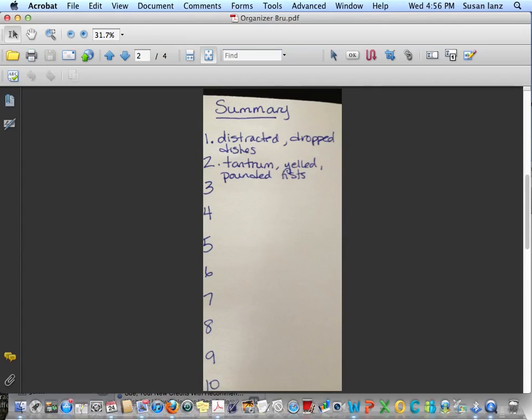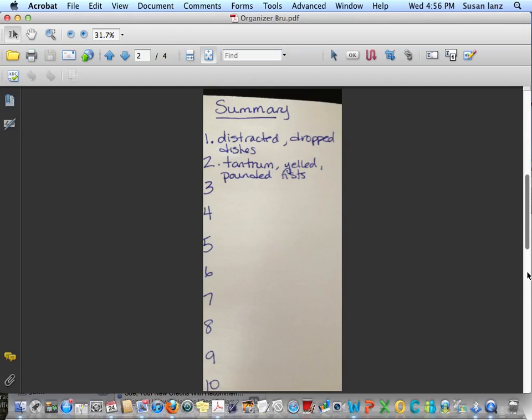And you want to remember that in this summary, you're just telling what happened. You're not including any of your inferences. And then on to the next paragraph, I noted that he threw a tantrum and then he yelled and pounded his fists. So you want to stay to about 3 or 4 words. So you'll want to summarize each of the main things that happened throughout the story until you get to number 10.